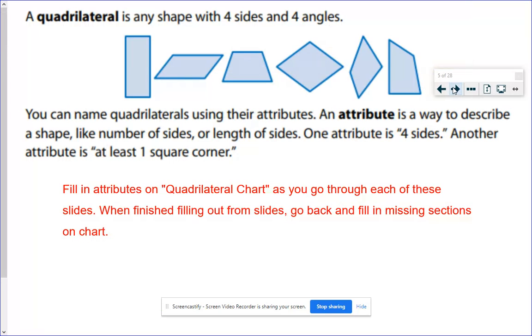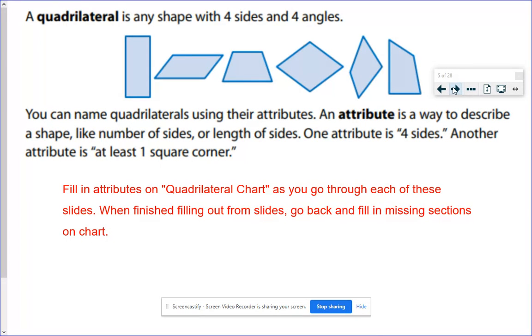A quadrilateral is any shape with 4 sides and 4 angles. As I'm going through these slides, we're also going to be filling in the quadrilateral chart. I sent you that in an email. If you're able, you can print that out, and you'll be filling that in, following along with me. If not, I don't expect you to draw out that chart. You'll just have to fill it in when you return to school. So let's work on that now.